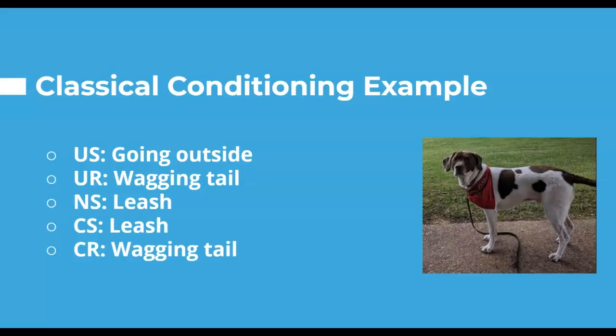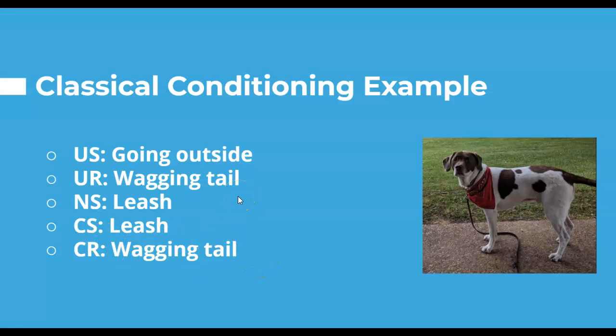All right, so our unconditioned stimulus is going outside, and our unconditioned response is Desi wagging his tail. Without any training or learning happening, going outside is naturally going to cause him to wag his tail. The neutral stimulus in this example is the leash. After Desi learns to start associating the leash with going outside, the leash becomes the conditioned stimulus and now causes him to wag his tail.